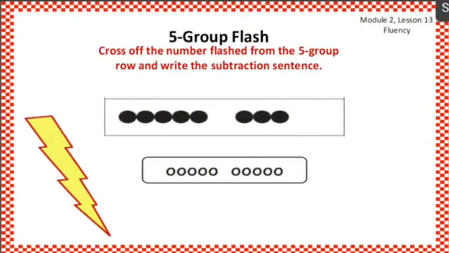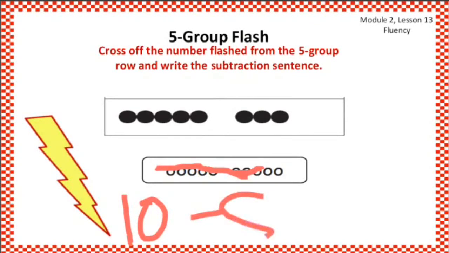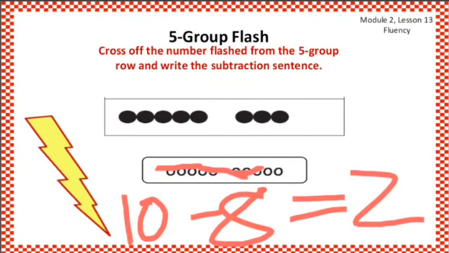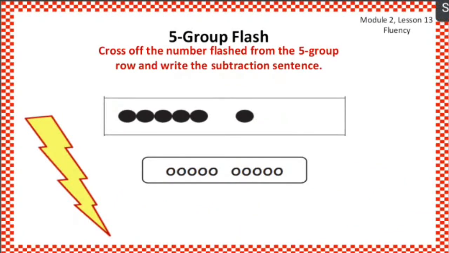Alright, moving on, we have here. How many is flashed? 1, 2, 3, 4, 5, 6, 7, 8. So we are crossing out 8. Let's cross out our 8. 1, 2, you can see I'm crossing out. Yeah, I crossed out my 8. How many is left? 2. Very good. So my number sentence becomes 10 minus 8 equals to 2. Very good.